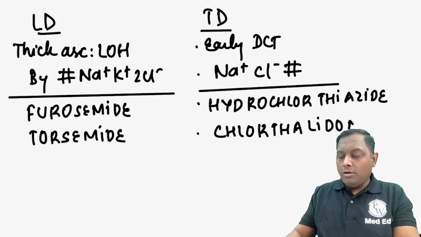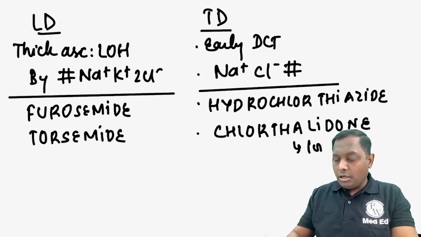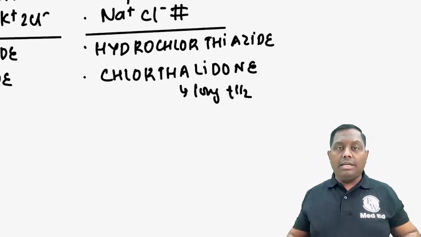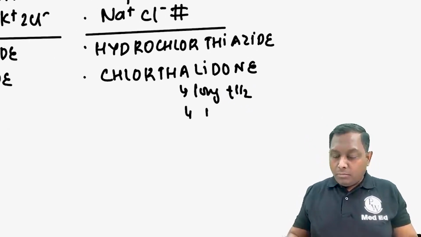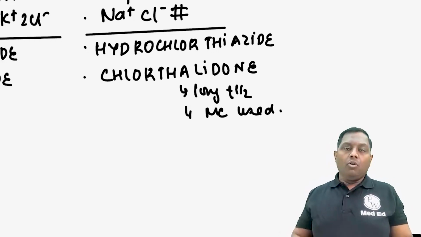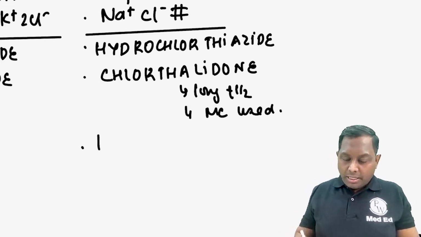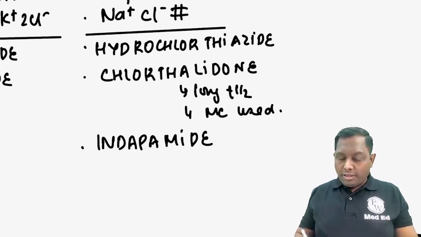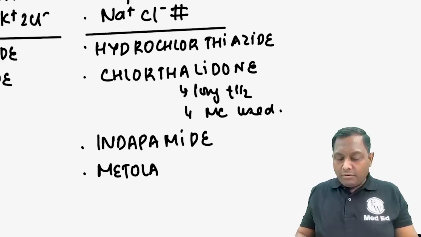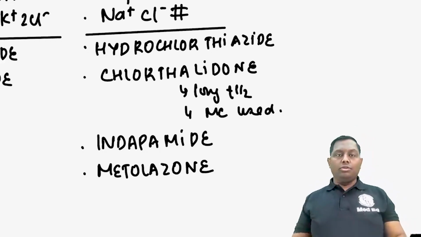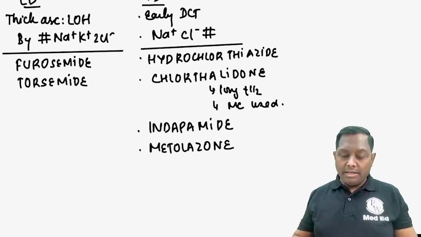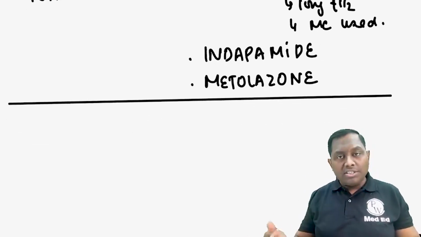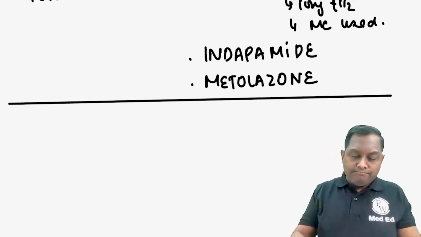Because chlorthalidone has a longer half-life, remember, it is more commonly utilized. Now we have other drugs like indapamide and metolazone. So these are the other compounds that we have under the thiazide diuretics, and all these diuretics, be it loop diuretics or thiazide diuretics, share some common side effects and some uncommon side effects.